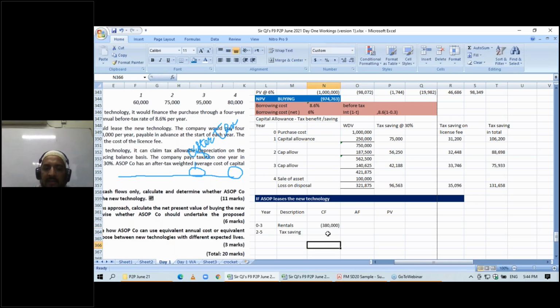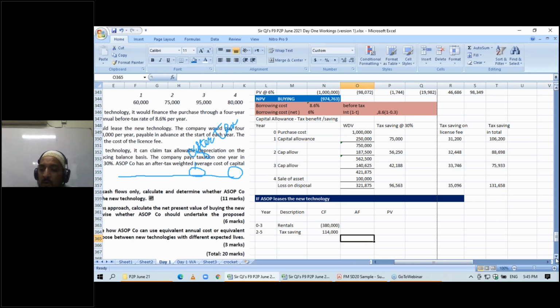Let me repeat again. The tax saving amount is 380,000 multiplied by 30%. If you pay the rentals of 380,000 to the leasing company, 380,000 will be deductible from the taxable income, and your taxable income is reduced by 380,000 in year 1, as you have made the payment in year 1. You will be saving 114,000, and the saving occurs in year 2, because if you deduct it from year 1's taxable income, the payments are in arrears, so you will be saving in year 2. So the tax saving amount will be 114,000, which is taken as positive.